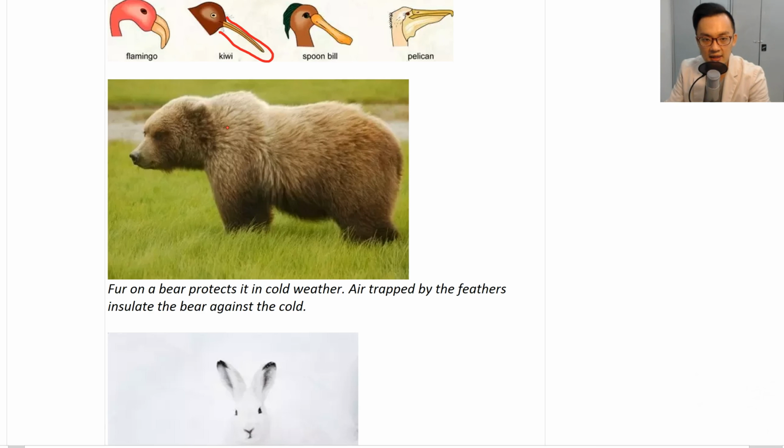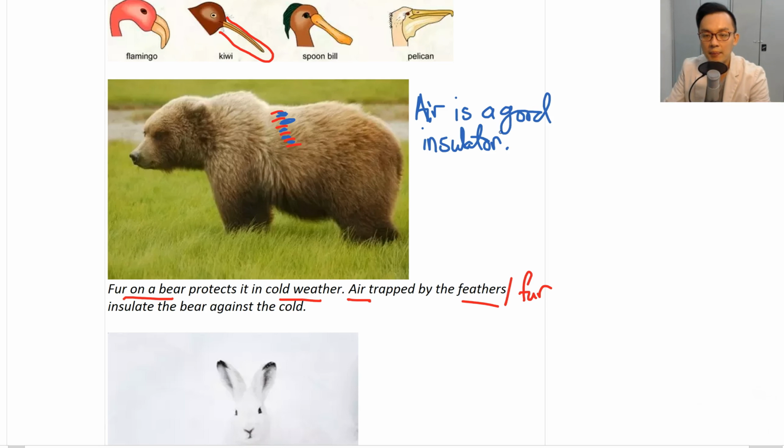So let's look at another example. The fur on a bear protects it in cold weather. The air is trapped in the feathers or the fur, and it insulates the bear against the cold. So all this fur, there is air in between all this fur, and air is a good insulator. So that's how it keeps the bear warm during cold weather.